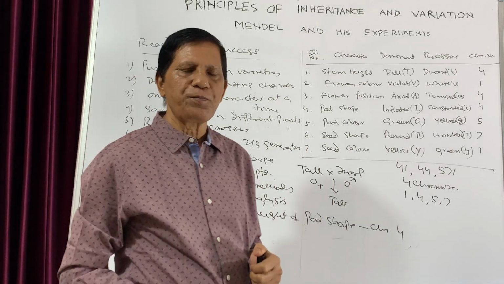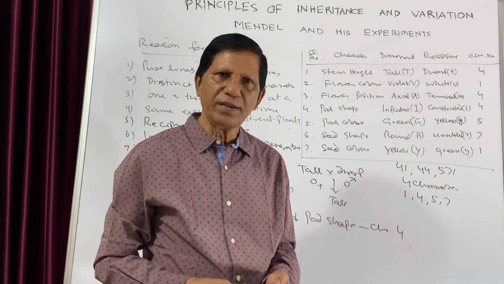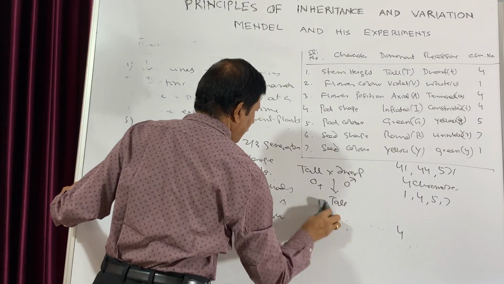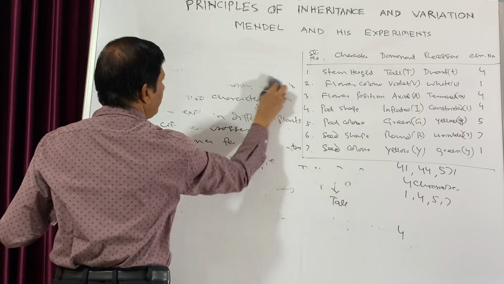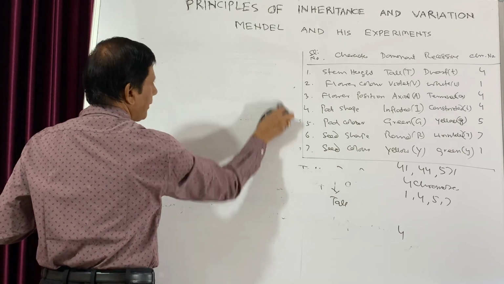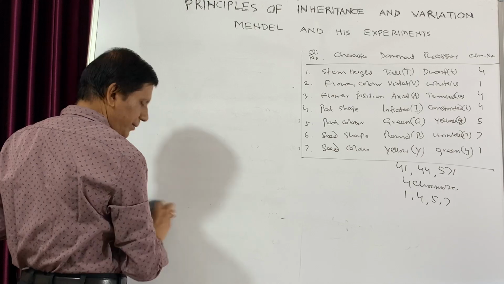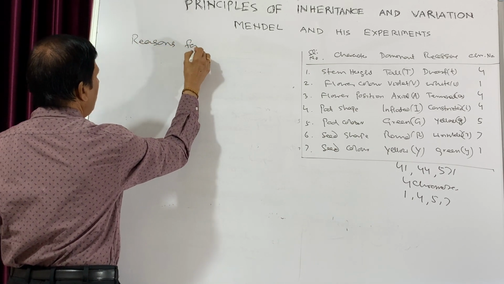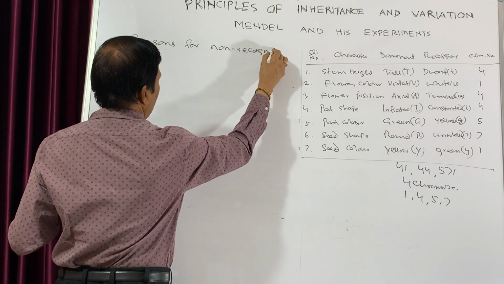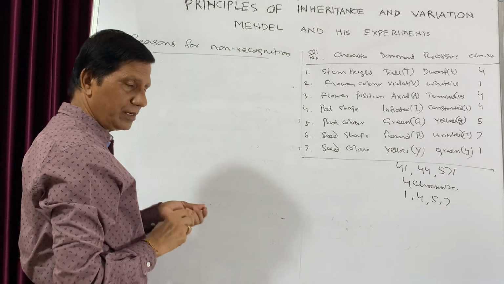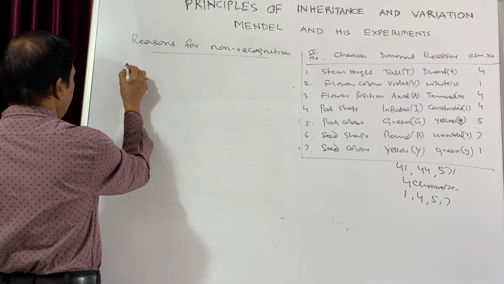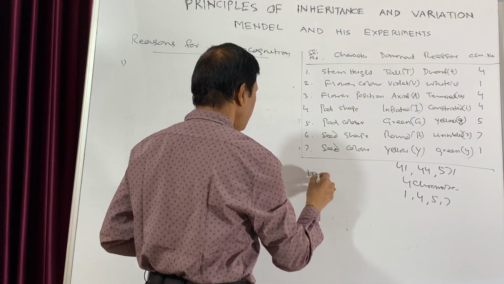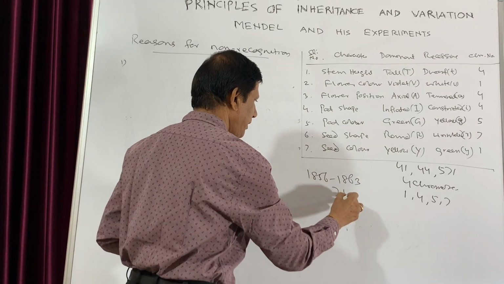Now the next point is, he was very successful in his experiments, but why was he not recognized at that time? That is also one of the important points. So the reasons for non-recognition. So the next point that we'll discuss is reasons for non-recognition. Why he was not recognized, even if he was very successful in his work. Now, the first thing is, after conducting experiments, because he conducted experiments for 7 years, that is 1856 to 1863, for 7 years he conducted his experiments.